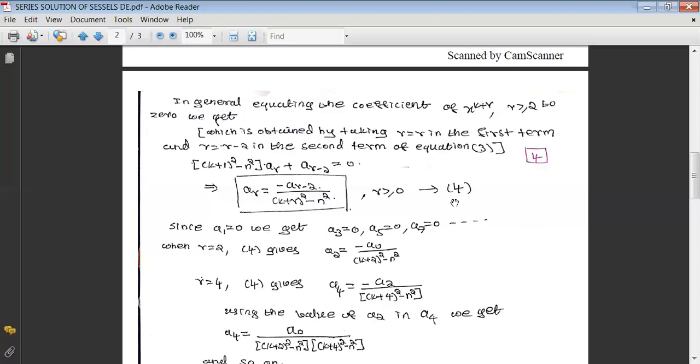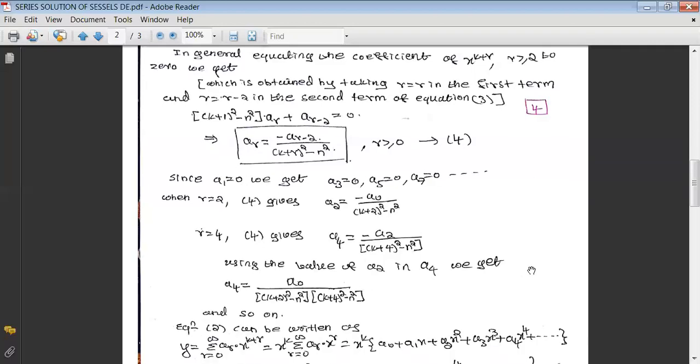Now let us take that one as equation 4, a recurrence equation we can say. First, let us take r equal to 2 in equation 4. When we take r equal to 2 here, we find minus a naught over k plus 2 whole square minus n square, that we got here.